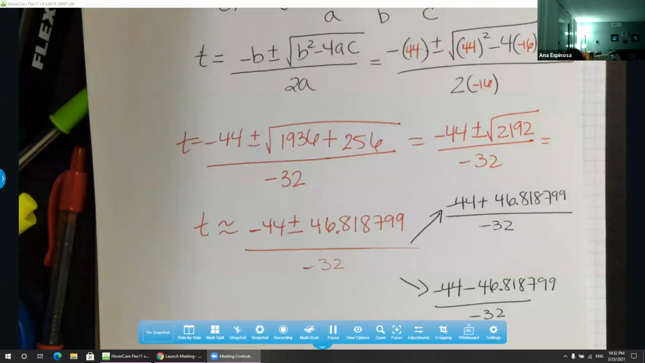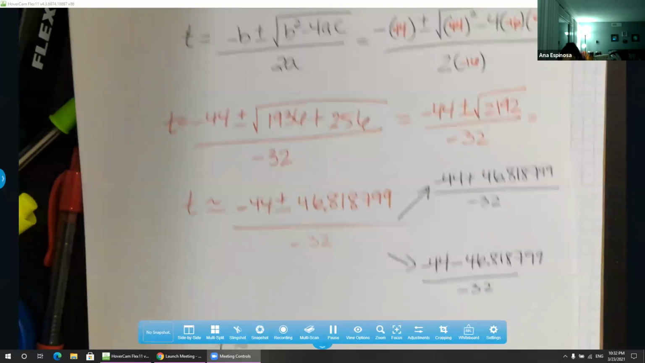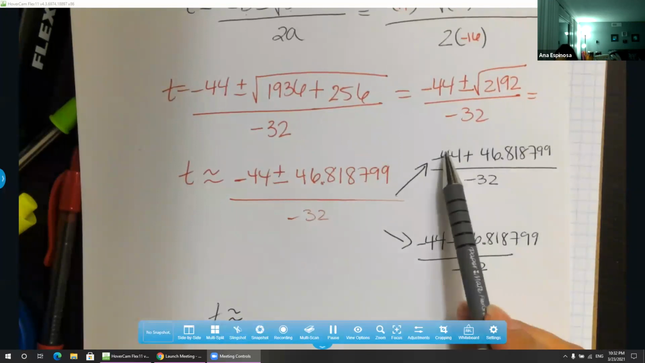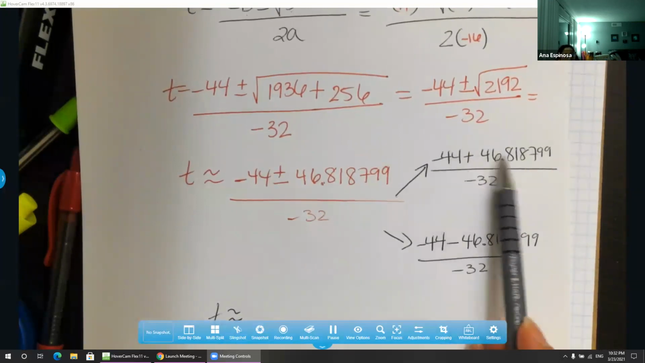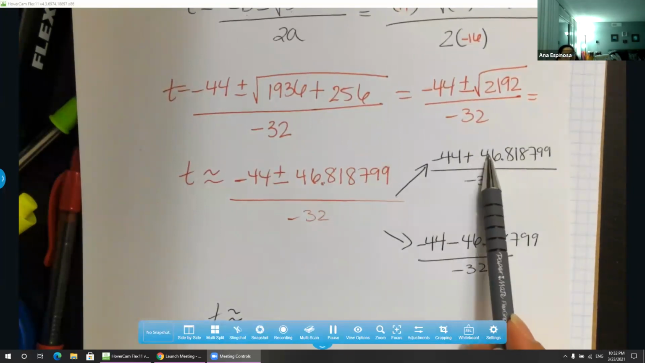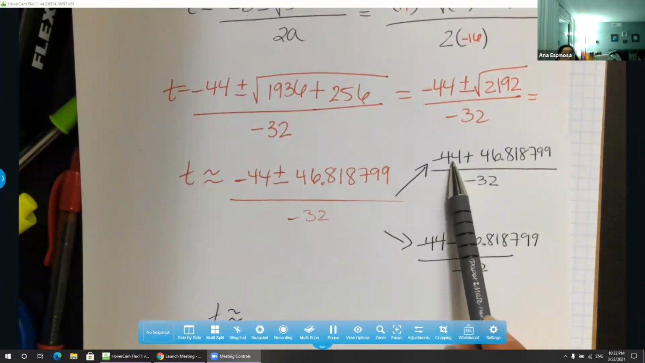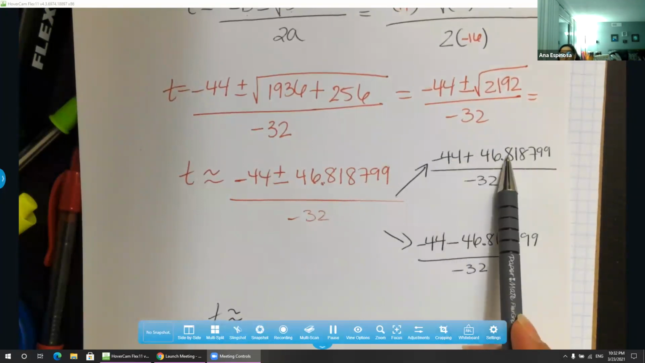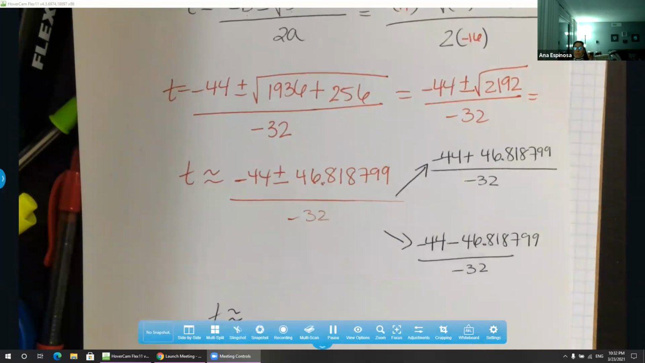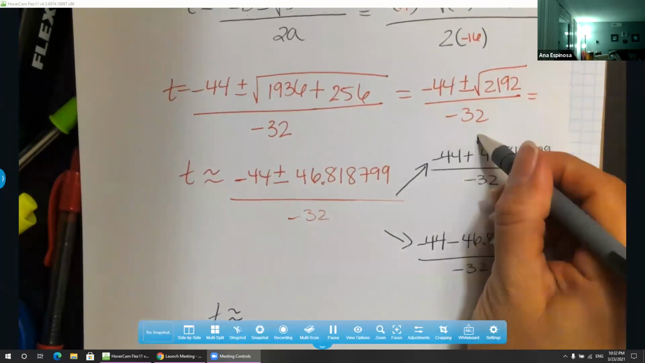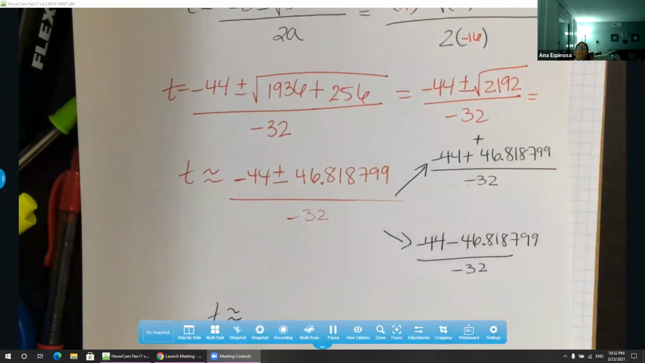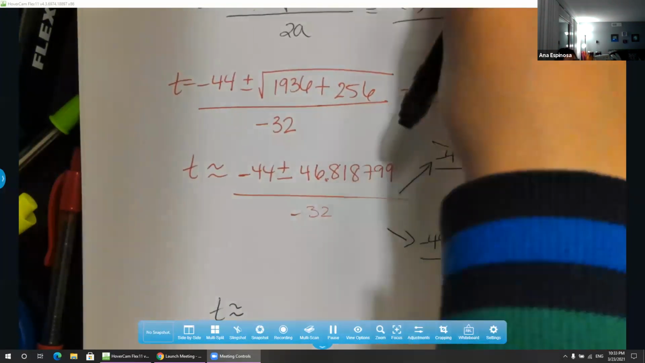So before even doing the math, I notice that if I subtract these two, I'm going to get a positive on the numerator, because if I take $46 and some change and subtract 44, I'm going to get a positive number. Now, if I divide a positive by a negative, that's going to give me a negative. So I'm not going to waste my time doing the top one because I cannot have negative time. So I'm not going to even worry about that.